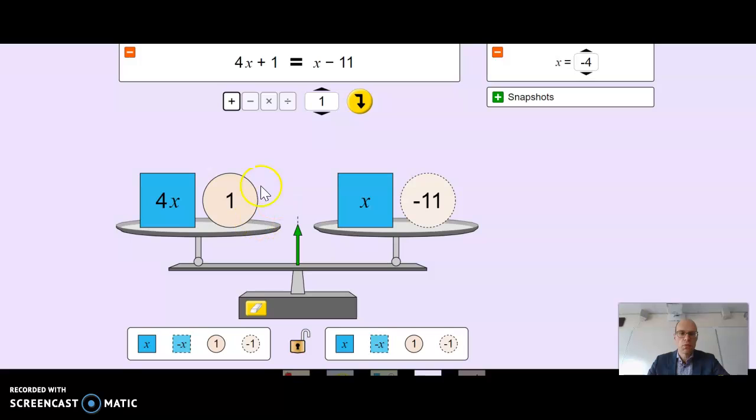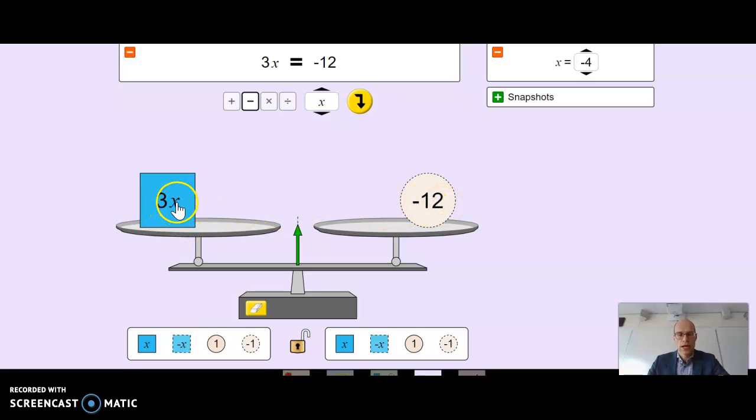Well, I want to get rid of the 1 over here, so I'm subtracting 1. And you can see if I press the button, it does it on both sides. Minus 1. And then I want to get rid of the x over here, so I need to get rid of 1x. Subtract 1x. And then we have 3x is equal to minus 12. And then the last step, we need to divide by 3, the number in front of the x, and then we get x is minus 4 in this case, as you can see over here.